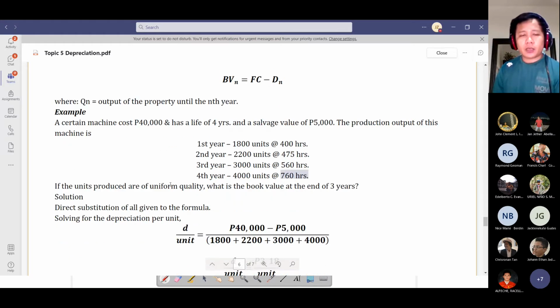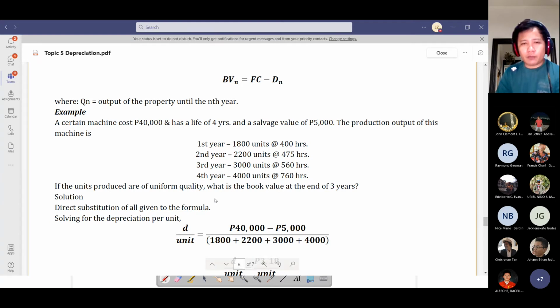Now, the units produced are of uniform quality. So we just assume that every output produced by this machine is the same, with no defects. We assume they are all good. So what is the book value at the end of 3 years? After 3 years of operating this equipment, how much is its book value?